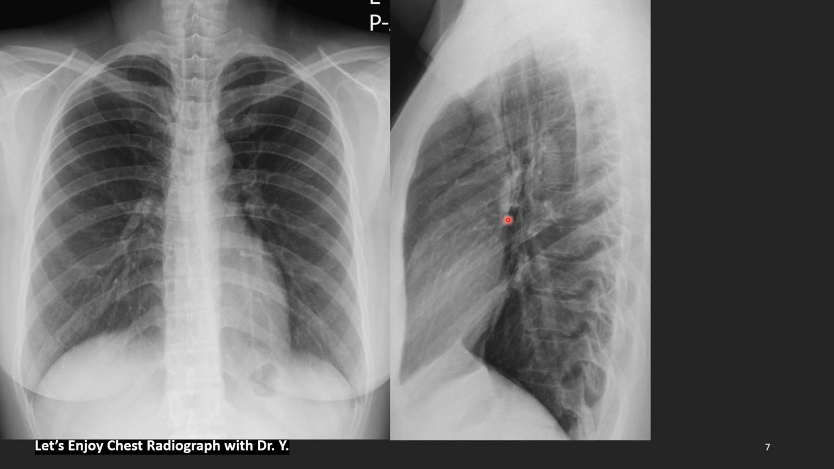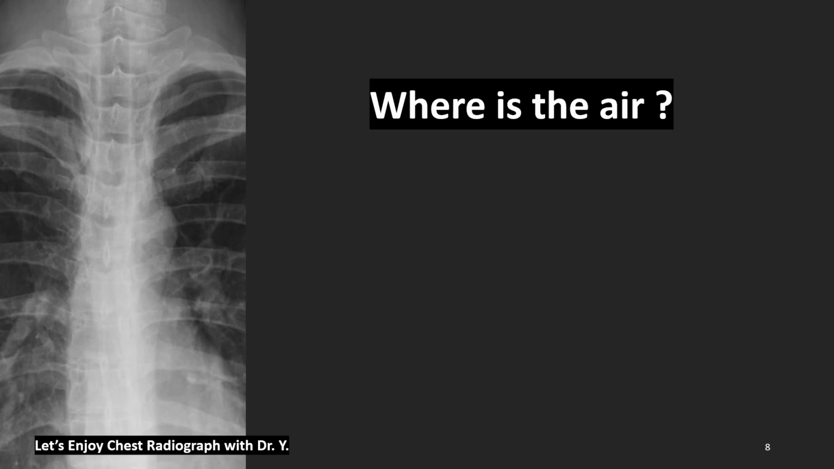What do we see here? And what do we see here? Okay, let's see closely, precisely, and slowly. What about this enlarged film?